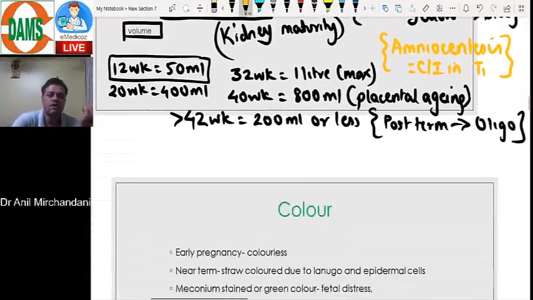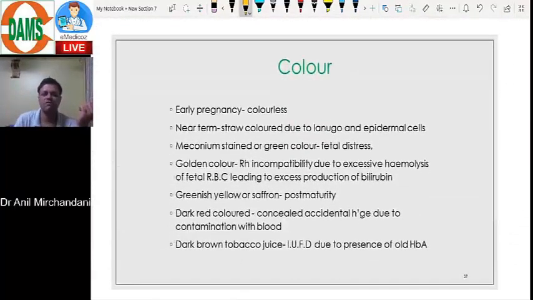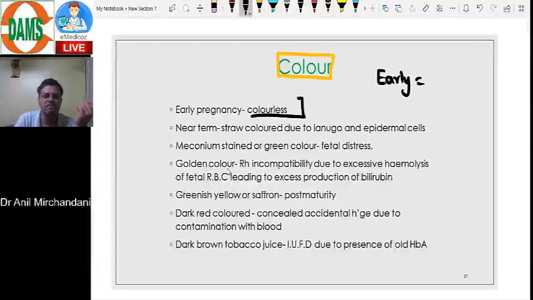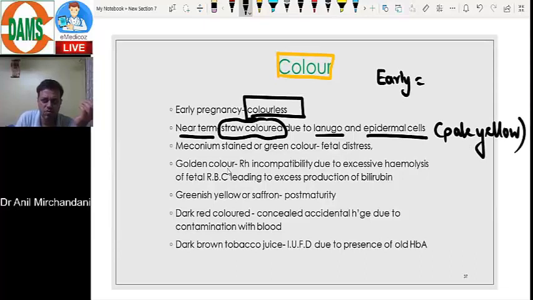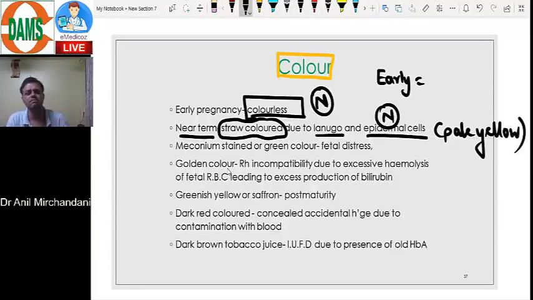All right. After physical features, let's talk about one more physical feature, by the way, color of amniotic fluid. In early pregnancy it is colorless, because it is predominantly water. But near term, because of the presence of lanugo and epidermal cells, it becomes straw color, which is actually pale yellow. So both are considered normal. Early pregnancy, colorless, and near term, straw color due to lanugo and epidermal cells.